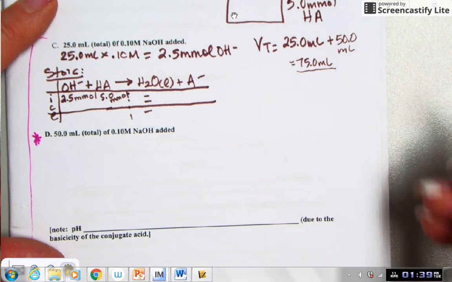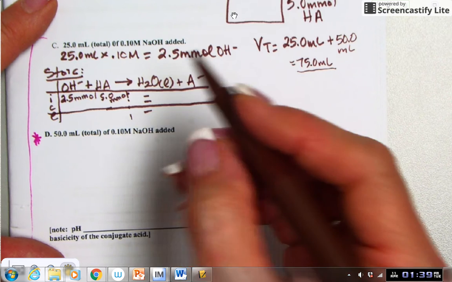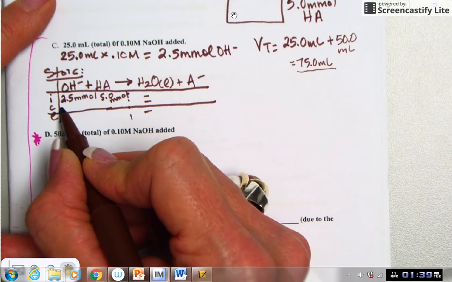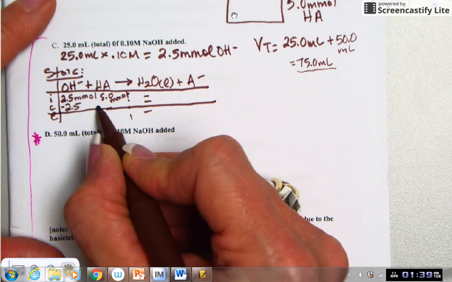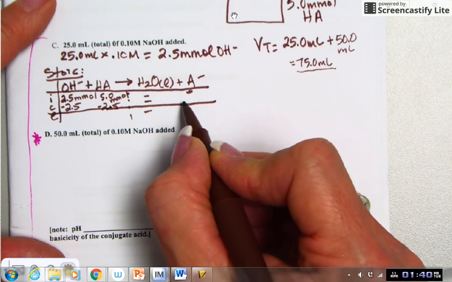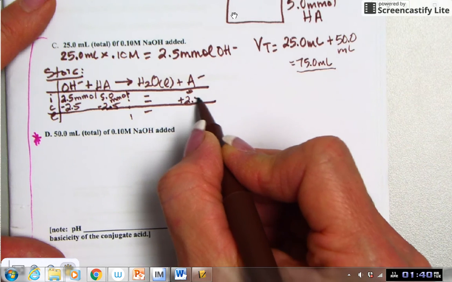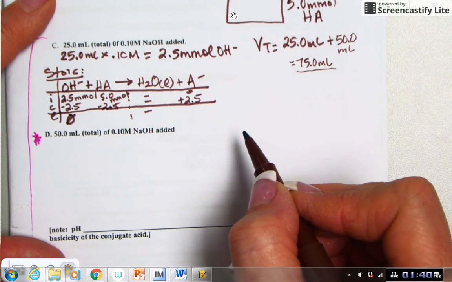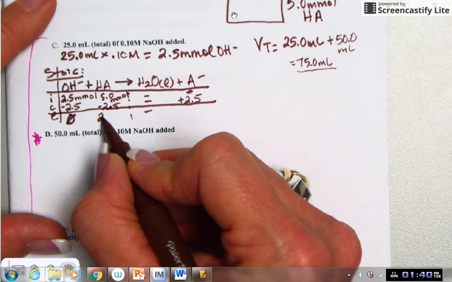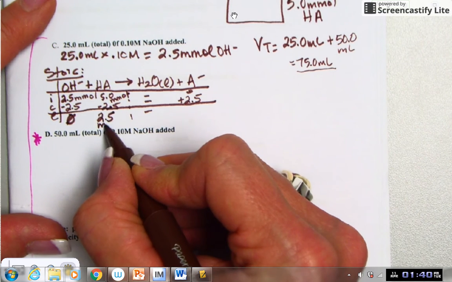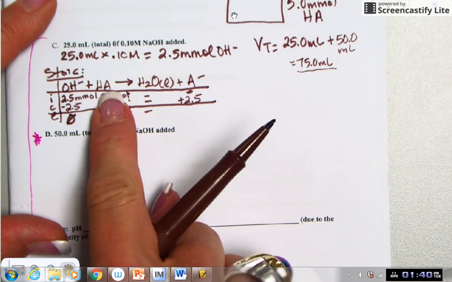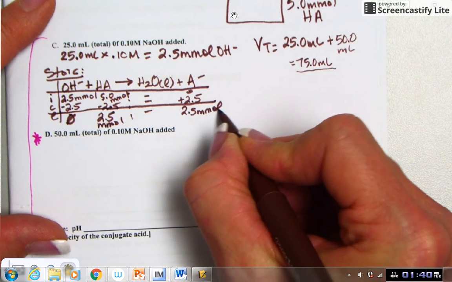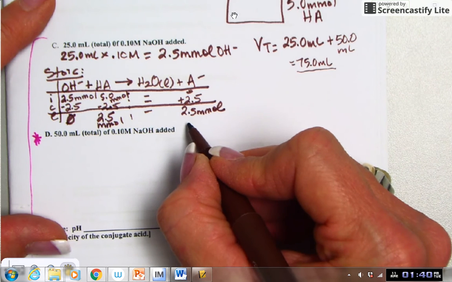Now, when you do your shift, remember all of the OH- is going to get consumed. The smaller number gets consumed, so minus 2.5, minus 2.5, and then over here, plus 2.5. And these are millimoles, of course. So we're going to have none of the hydroxide remaining at the end. We'll have 2.5 millimoles of the acid, and we're going to have 2.5 millimoles of this conjugate base.